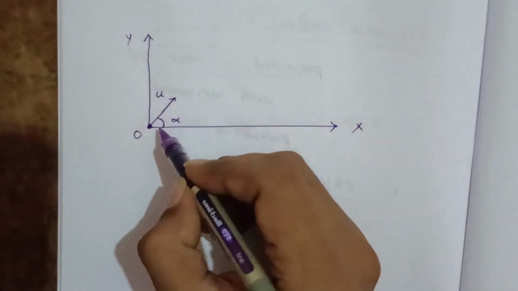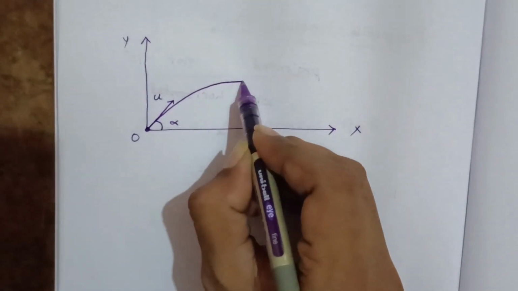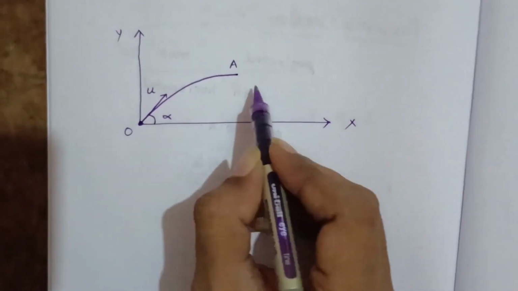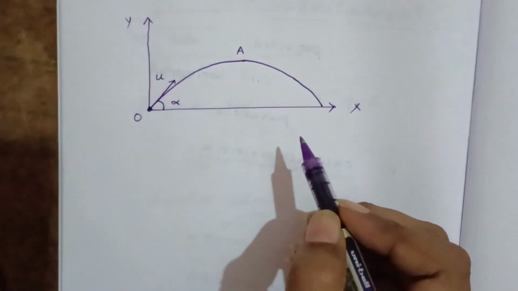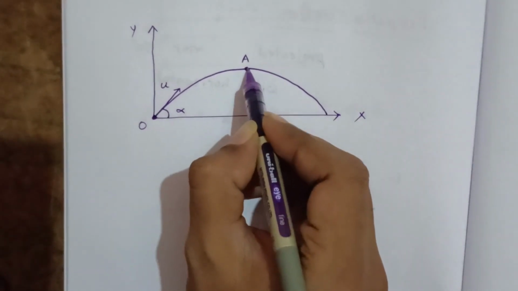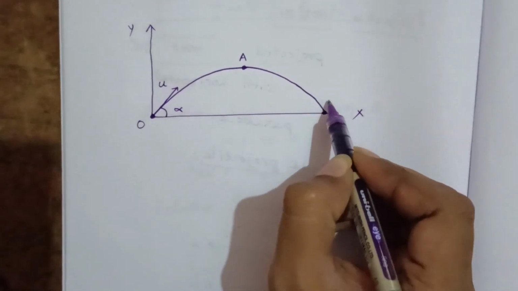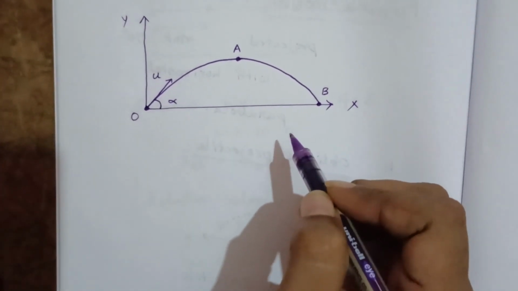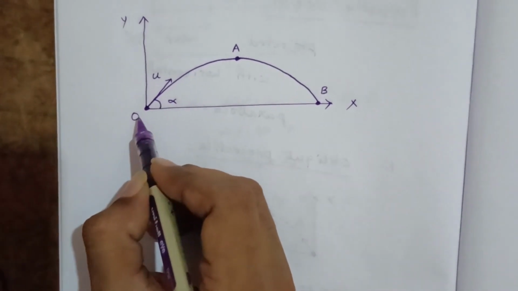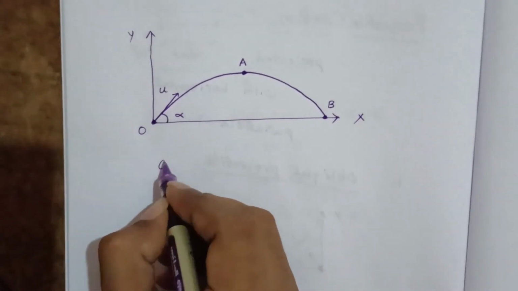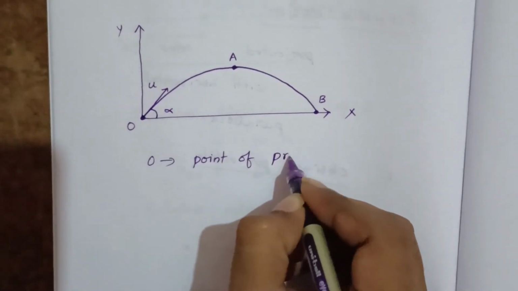Now when we project like this, it will take a parabolic path and reach a maximum height at A, and again come down and fall on the surface at a point taken as B. Here this O is known as the point of projection.